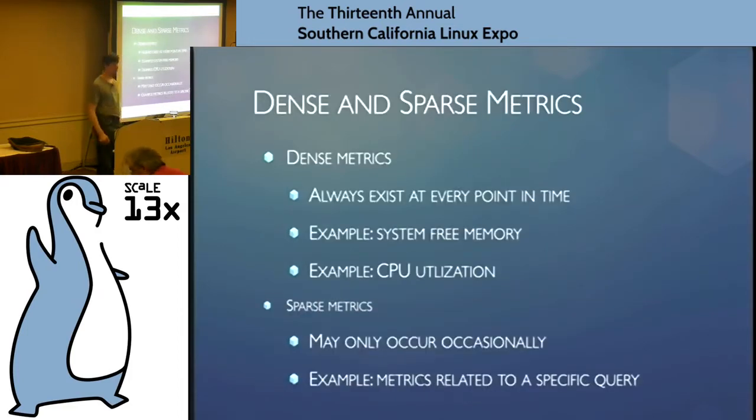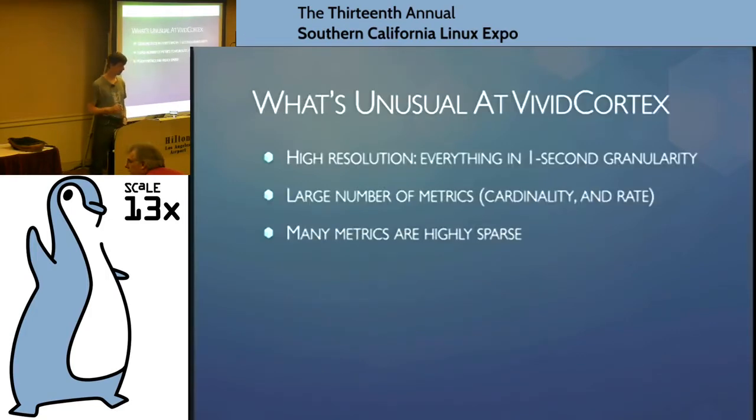So the dense and sparse metrics, I've kind of already covered the content of this slide. But you'll always have these dense metrics. The sparse metrics are where the trouble really comes in, because we can get very, very high cardinality of that. A couple of things that are not completely unique but are rather unusual about what we do is really high resolution metrics. And for me, 1 second resolution is the minimum.